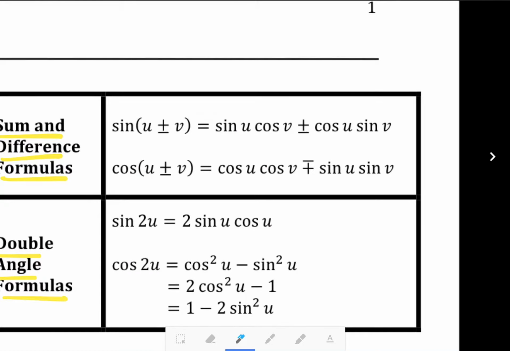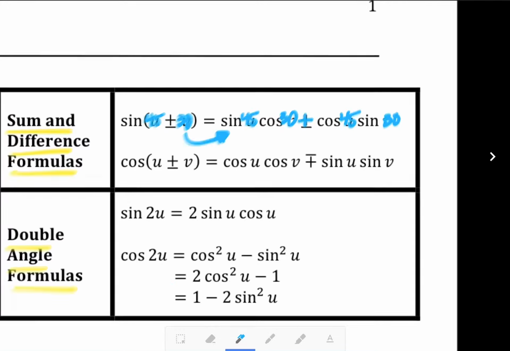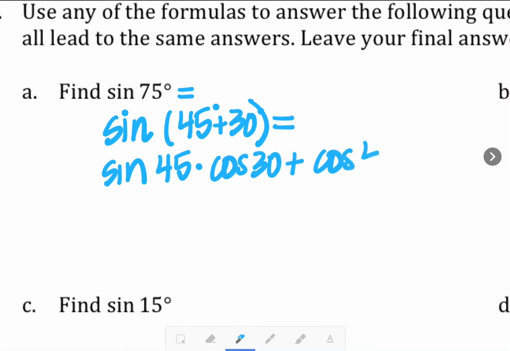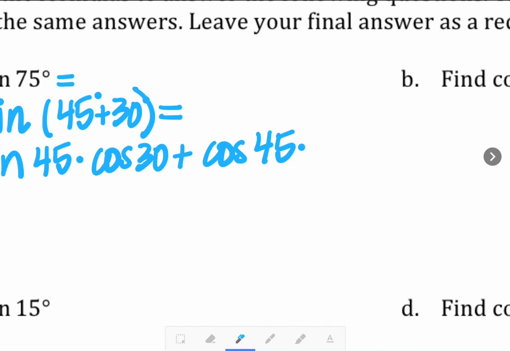Let's look at the formula up here. Sine of u plus v. So this would now be our 45. This would now be our 30. What this tells us is that we're going to do the sine of the first angle, 45, times the cosine of the second angle, 30, plus the cosine of the first angle, 45, times the sine of the second angle, 30. So we're going to expand into this larger formula: sine of the first angle times cosine of the second plus cosine of the first angle times sine of the second.